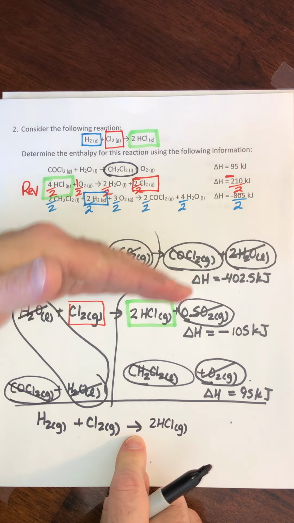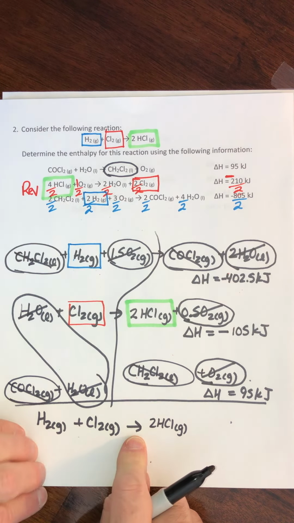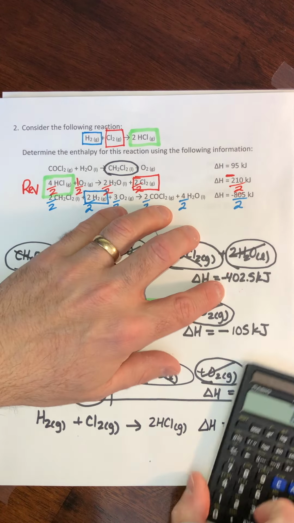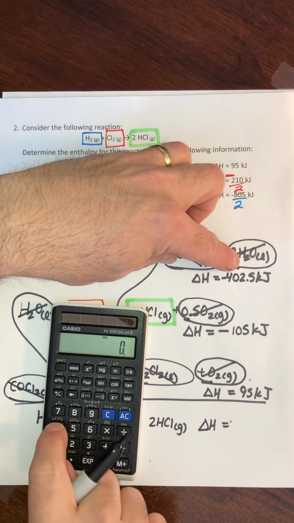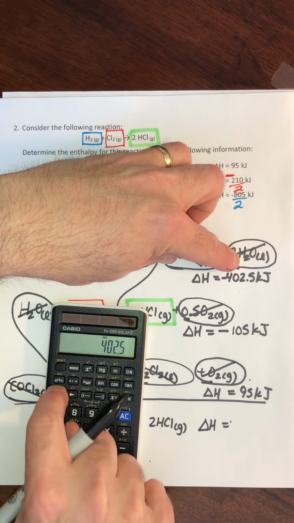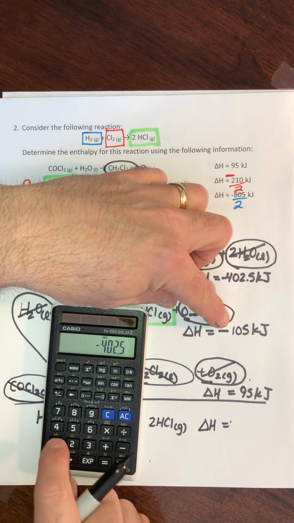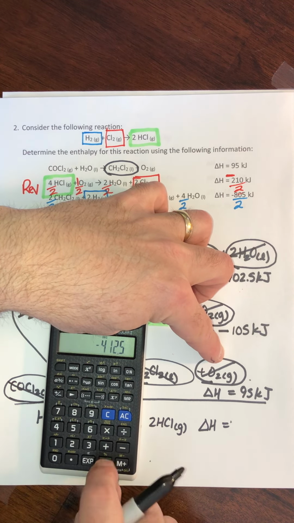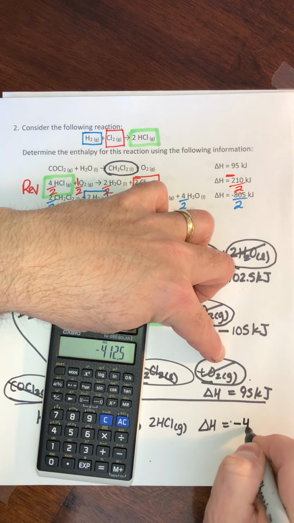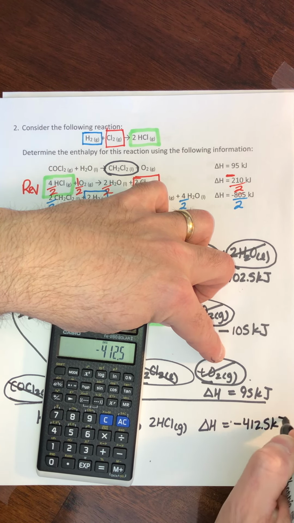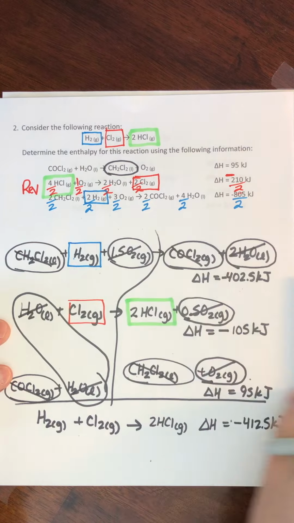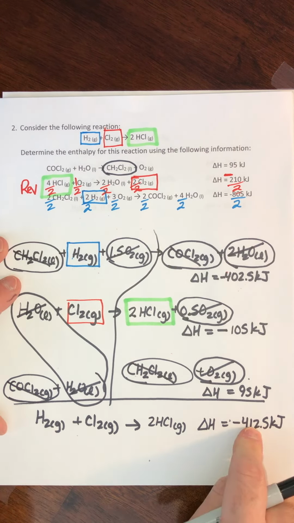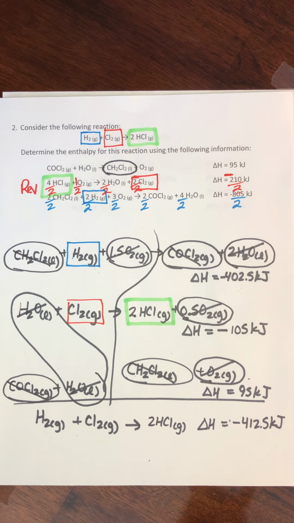So if I added all 3 of these equations to get my target equation, then I need to add all 3 of the delta H's. So this would be a minus 402.5 plus a minus 105 plus 95. That gives me a minus 412.5 kilojoules. And if you're not worried about significant figures, that is a beautiful answer for this, right? That is the heat that is associated with that reaction.